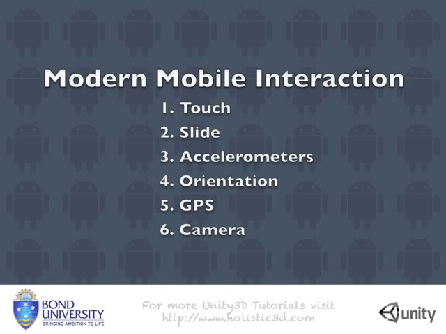As we've seen, interacting with mobile devices is very different from traditional computers, and you should think about how to add all these functions into the games that you create. So there are simple finger touches or double touches, sliding, accelerometers in devices which allows you to move them around in real space, the orientation of the device, GPS for location-based games, and also the camera.